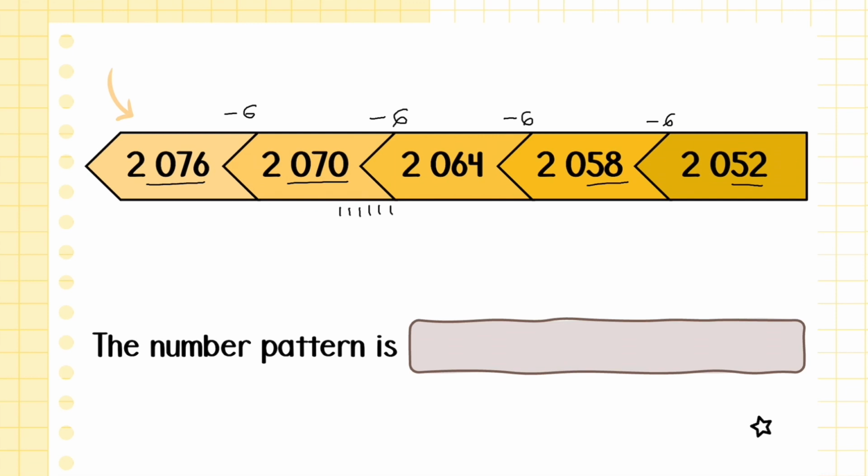So the number pattern for this number arrangement is decreasing. Decreasing means it's going down. It is vice versa for increasing. So this time it is decreasing in how many steps? We already know 6 steps. So we need to spell 6, S-I-X-E-S.